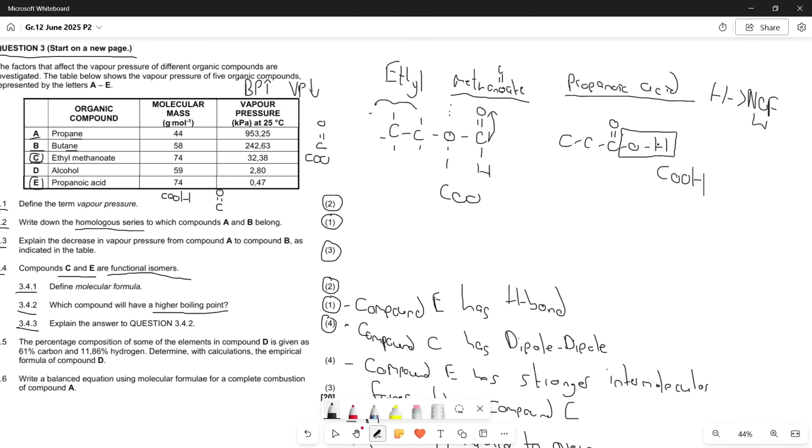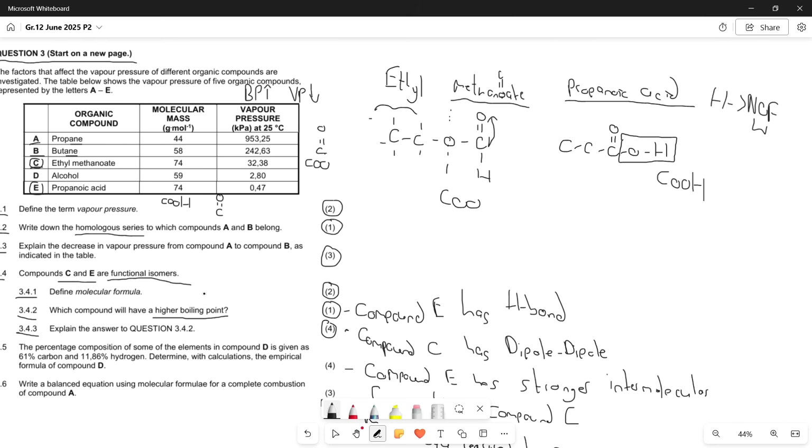And because there was more energy required to overcome these intermolecular forces, it has a higher boiling point relating to this. And we could interpret this on the table, seeing that if there's a higher boiling point, there is a lower vapor pressure, as we can see here for the propanoic acid.